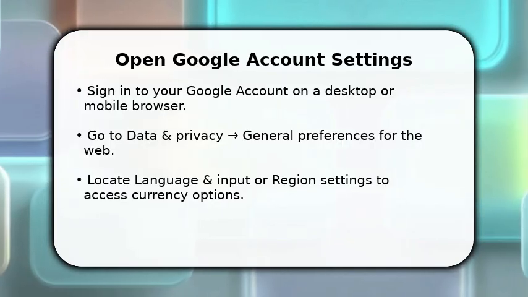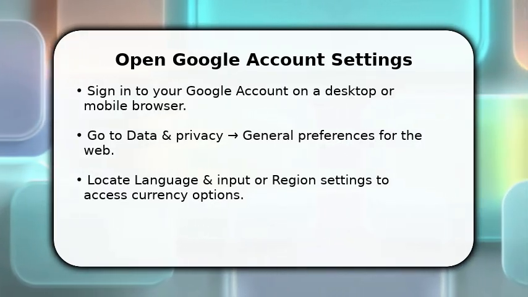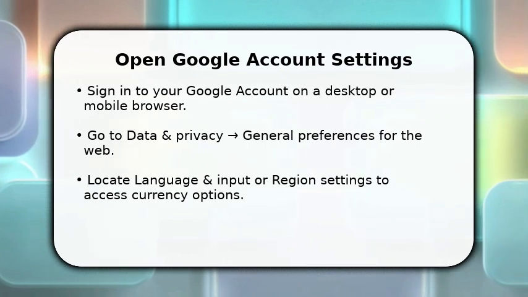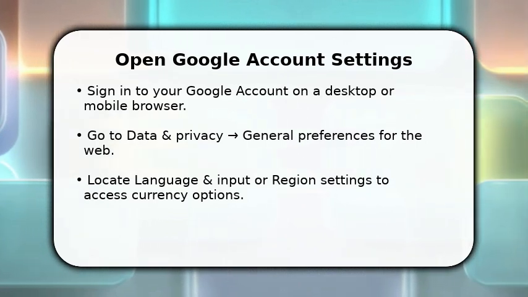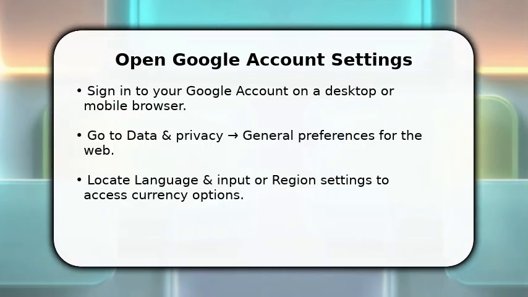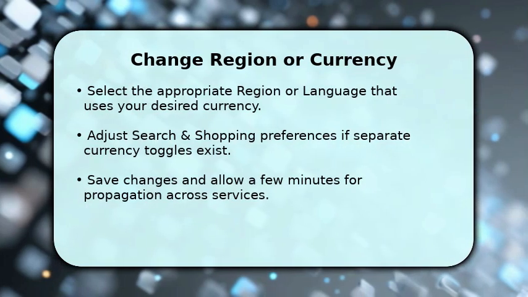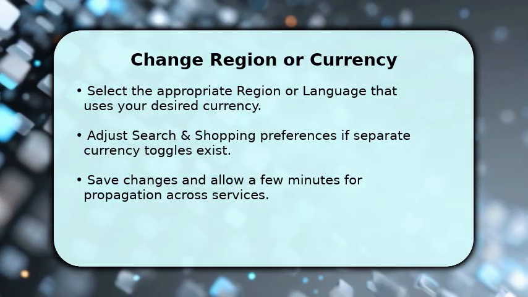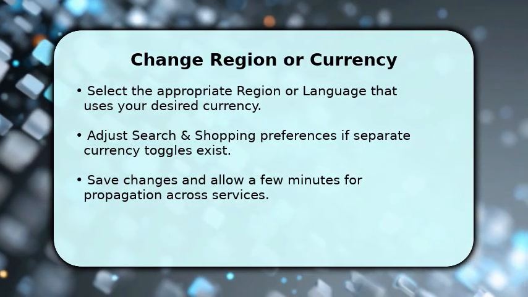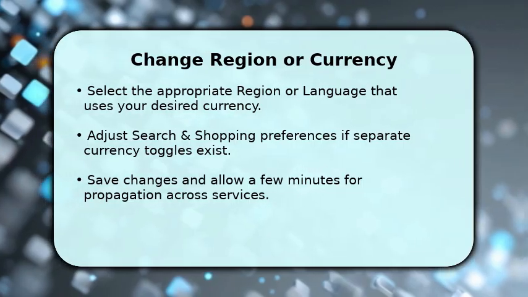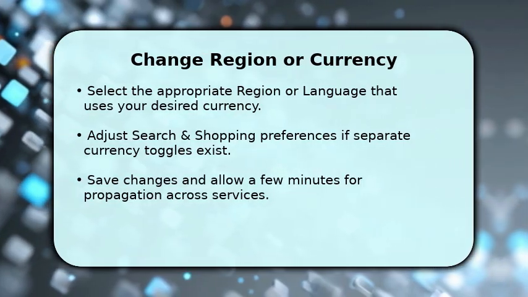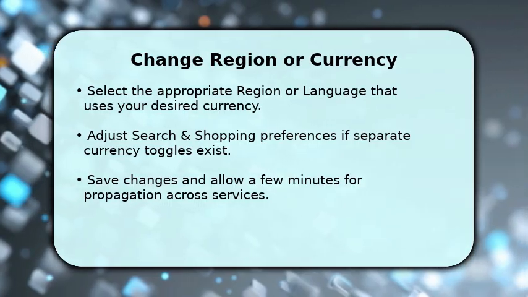Next, prepare to change region or currency settings. This immediately affects how search and shopping show prices. Once in region or language settings, choose the country or language that uses the currency you want. Selecting a region is the primary way Google sets currency. If you see a dedicated currency toggle in search or shopping preferences, change it there too.